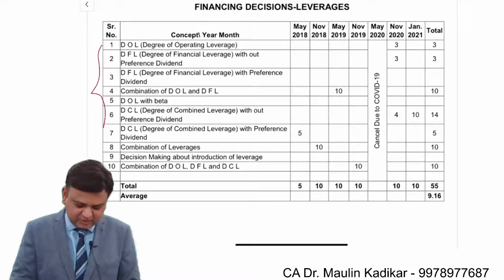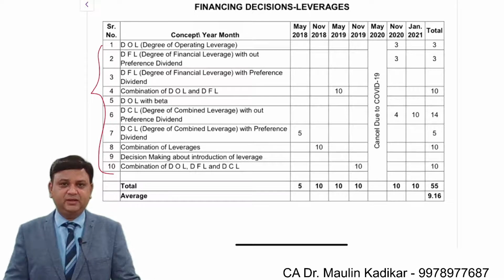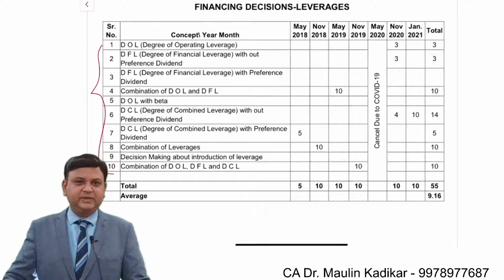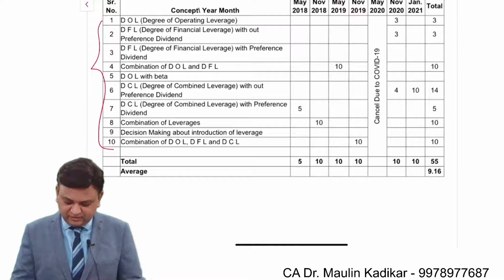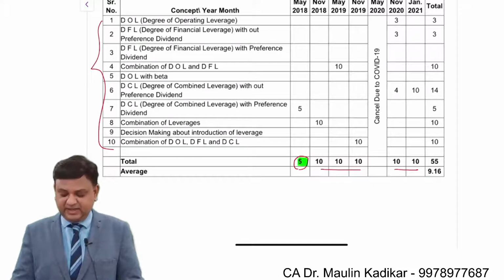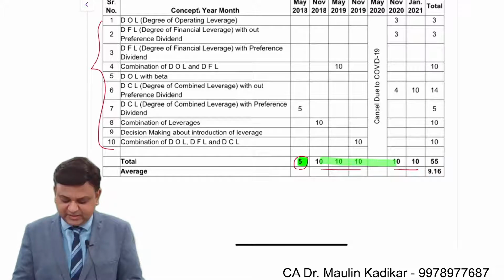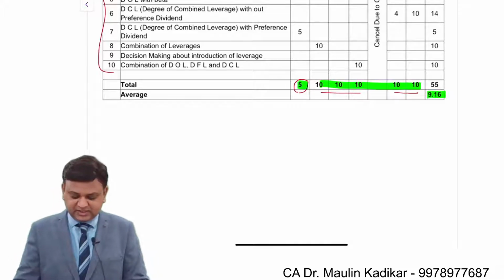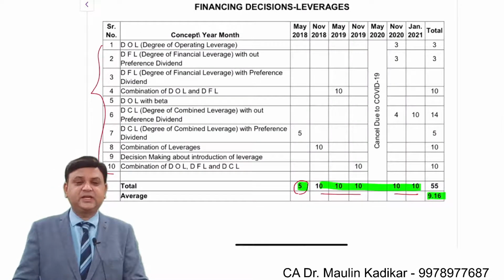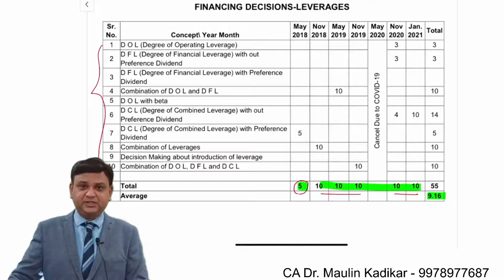There are basically 10 concepts that we can bifurcate, and from examination point of view the kind of importance is given like this. Starting from May 18, 5 marks, then consistently 10 marks. So this was an exceptional examination paper wherein it was asked for 5 marks. Otherwise, every time you can see that it was asked for 10 marks. So average is 9.16. So this is the kind of weightage that we have from examination point of view.